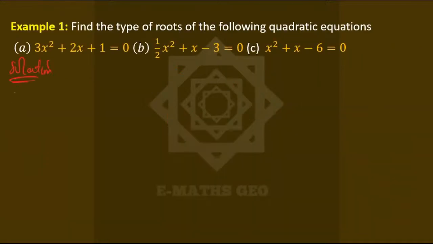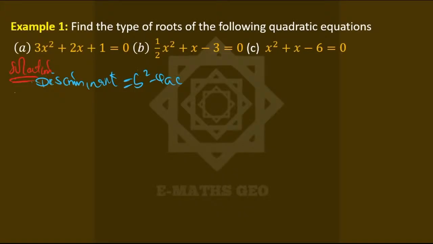Let's find the type of root of the following quadratic equations. So let's see whether it's real and equal, real and distinct, or imaginary roots. The first thing is to look out for the discriminant. I've told you that's the major determinant, the discriminant, b squared minus 4ac. That is what determines the type of root that will be formed.